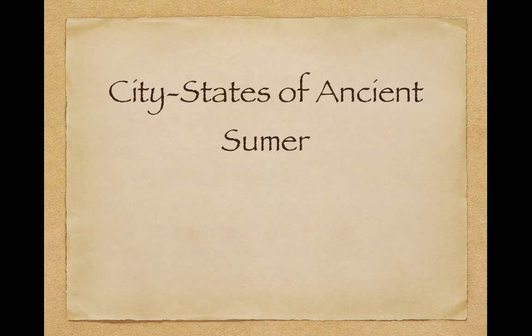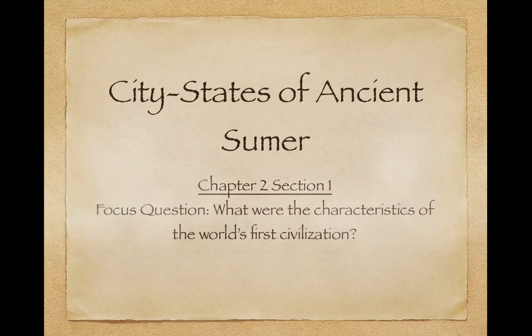So today we're starting chapter 2, where we're going to be looking at the world's first civilization, which is a civilization called Sumer. Some of you may have heard of it before, but it's not one that you would have talked about a lot in elementary school or anything like that. So looking at the city-states of ancient Sumer. It's chapter 2, section 2 in your textbook.